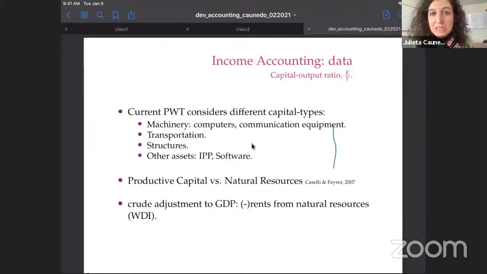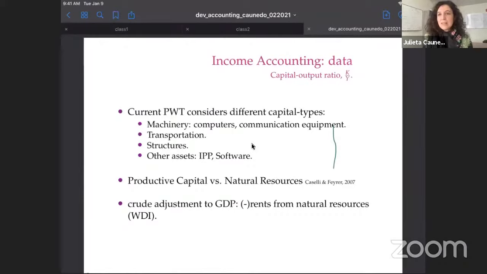So if you're interested in these particular capital goods, there are different disaggregations available in sister data sets to the Penn World Table. Now, there is a question here of what is productive capacity versus productive capital versus natural resources. So for example, countries in the Middle East that mostly live off oil rents are going to look extremely rich because they produce a lot with very little input.